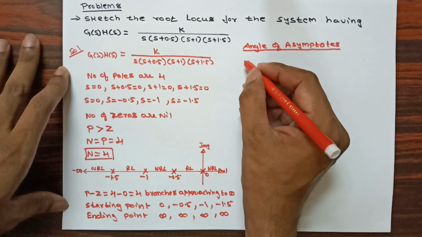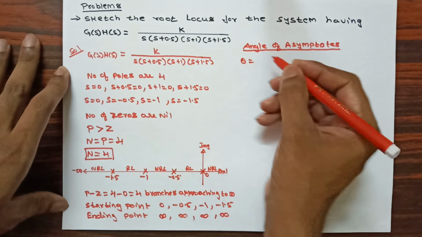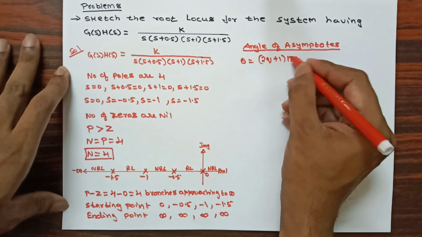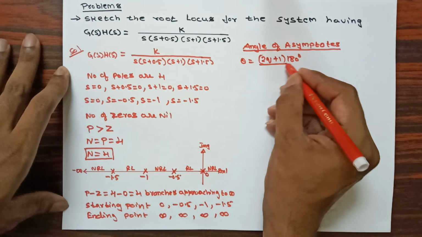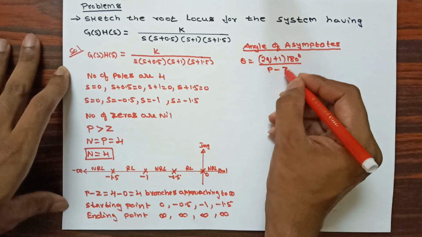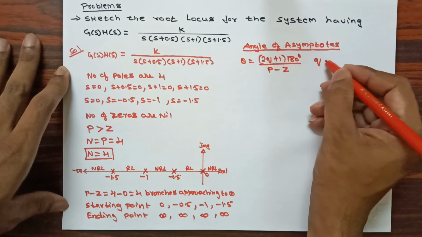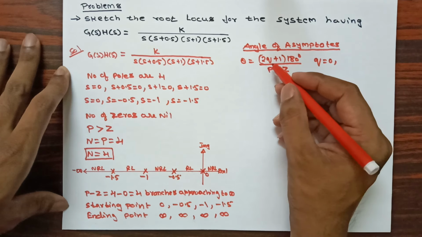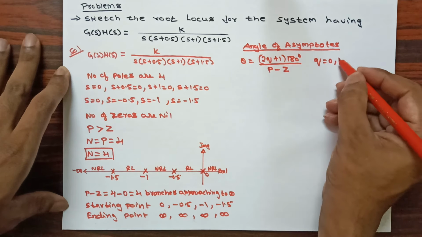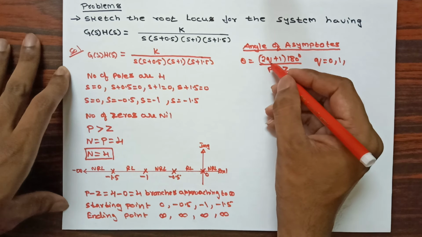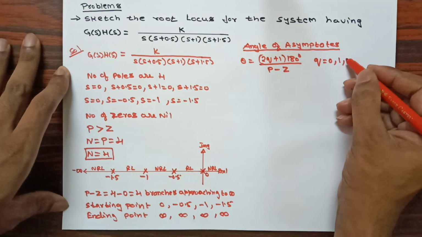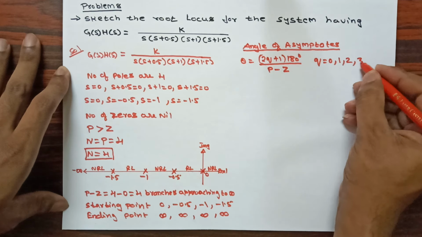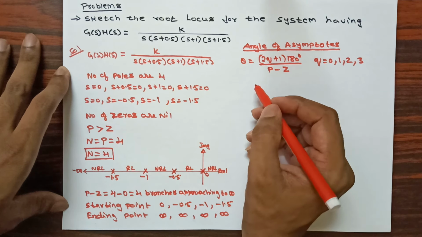Calculate the angle of asymptotes. The formula is theta equivalent to (2q plus 1) into 180 degrees divided by the number of poles minus the number of zeros. In this case, for the first angle we are going to substitute the q value 0, for the second angle we substitute q value 1, for the third angle we substitute q value 2, and for the fourth angle we substitute q value 3. Now in this way we are going to calculate the 4 angles.